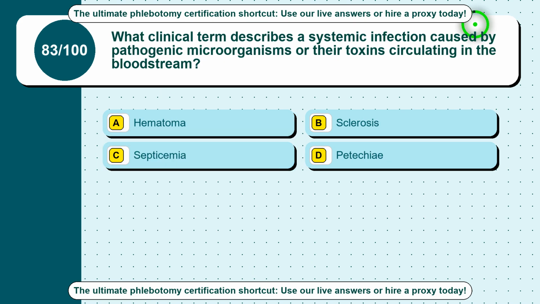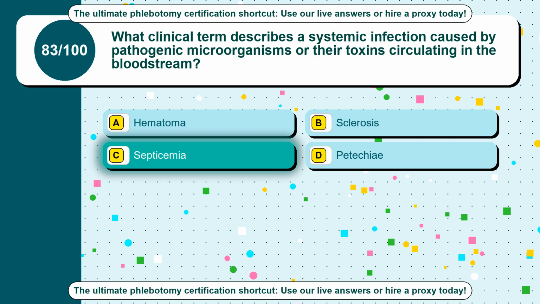Question 83. What clinical term describes a systemic infection caused by pathogenic microorganisms or their toxins circulating in the bloodstream? Option A, hematoma. Option B, sclerosis. Option C, septicemia. Option D, petechiae. The correct answer is option C, septicemia.